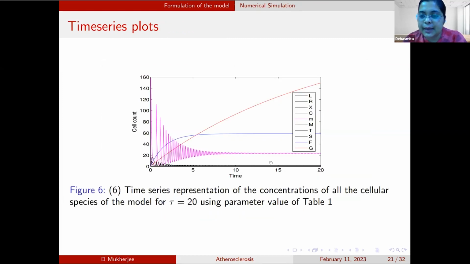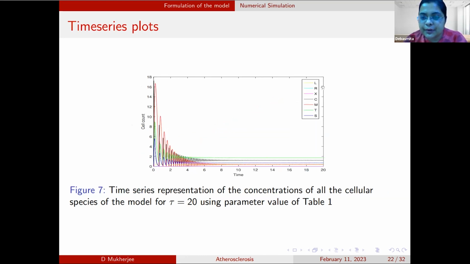Now, this is the time series plot. Here we can see that all the 10 cellular species are present in this diagram, but we cannot visualize the rest of the things. This one is showing the monocyte, the foam cells are the blue curve, and the collagen is the red curve. That's why I have considered only these 3 variables in the reduced model. So this is the time series plot for the rest of the concentrations which were not visible in the previous diagram.